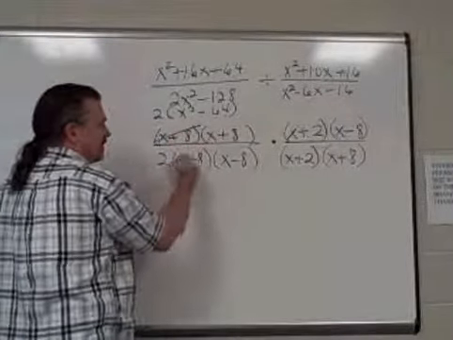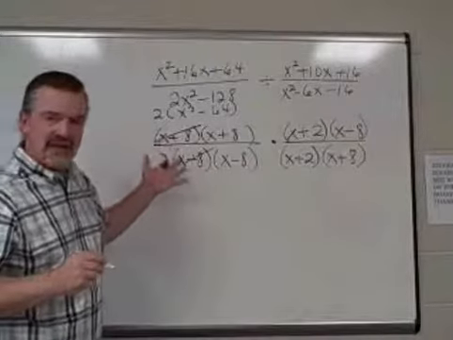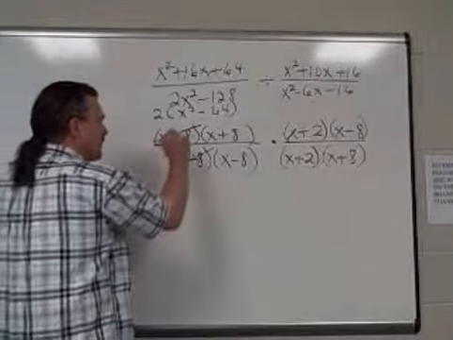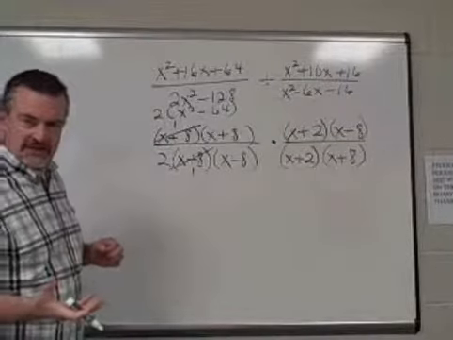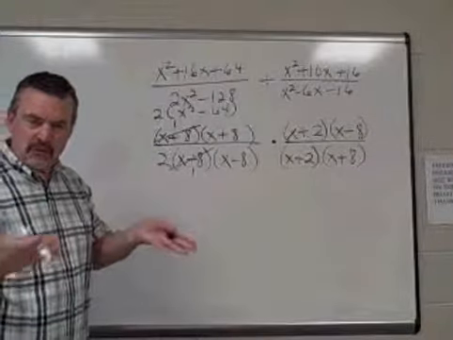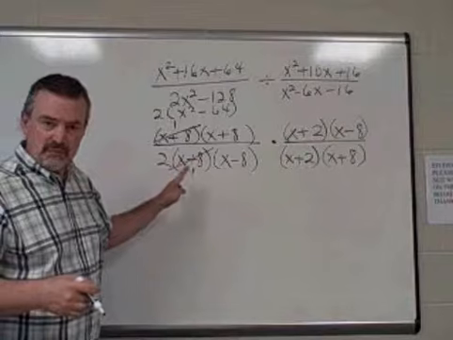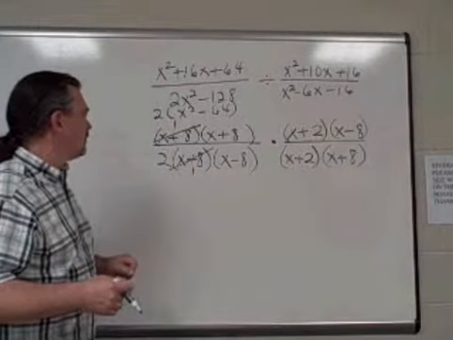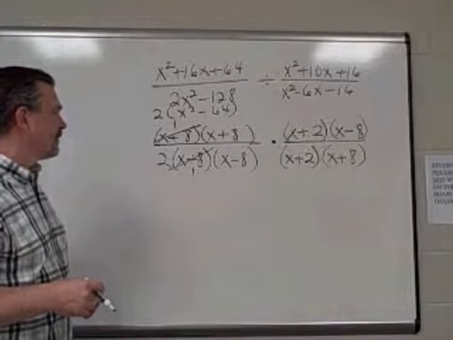The x plus 8 here can cancel the x plus 8 that is there. And remember, when things cancel, they always cancel to 1. Anything over itself is equal to 1, with the exception of 0. We can't have 0 over 0. And x plus 8 couldn't be allowed to be 0, because we would have 0 in the denominator, and we can't allow that to occur.